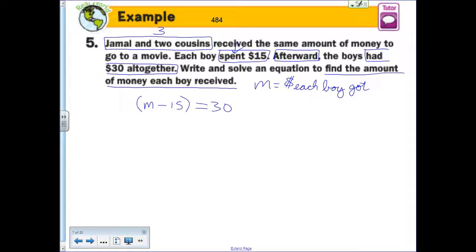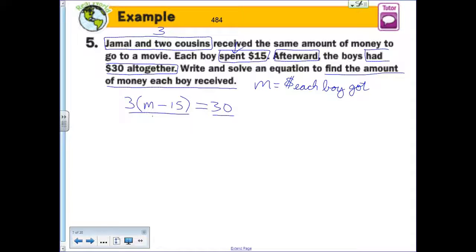So each boy received an amount of money, M, and then subtracted by spending 15 of it. And all 3 of them did it, so we would multiply that times 3. So our coefficient gets multiplied both by the variable and by the minus 15. Well, now you can see that we have the two-step equation type that we've been doing in the previous problems and examples. So how would we solve that? We would divide both sides by 3.